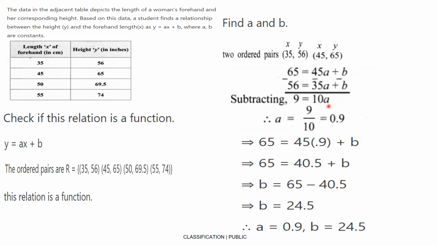So that multiply will come to divide. So 9 by 10 equals 0.9. So a value is 0.9. You substitute in any one of the equations. 65 equals 45 into 0.9 plus b. So 9 5s are 45, 9 4s are 36 plus 4 is 40.5. After simplification you get 24.5. How? So b equals, it will come to the right hand side, 65 minus 40.5, that is 24.5. Therefore a value is 0.9 and b value is 24.5. Clear?